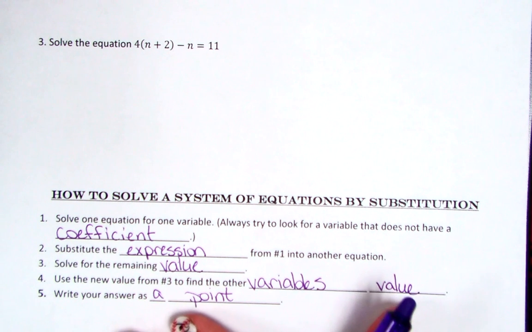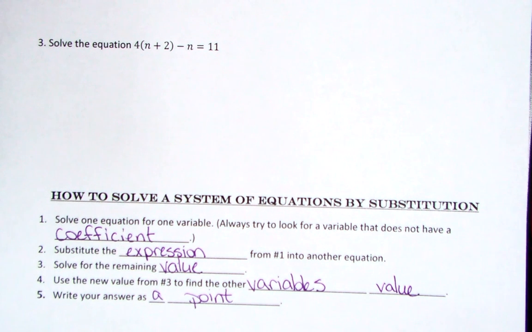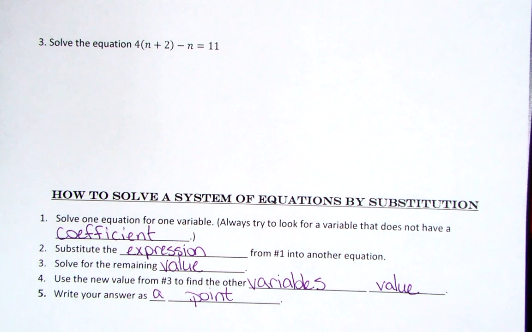Let's walk through the basic steps to solve a system by substitution. You may want to pause the video and write this down. To solve a system of equations by substitution, we're going to follow 5 steps. Solve one equation for one variable is our first step. It's in your best interest to always try to look for a variable that doesn't have a coefficient. That's a number in front of the variable, because it'll be the easiest one for us to solve for that variable. And it will also help us avoid having to deal with fractions.